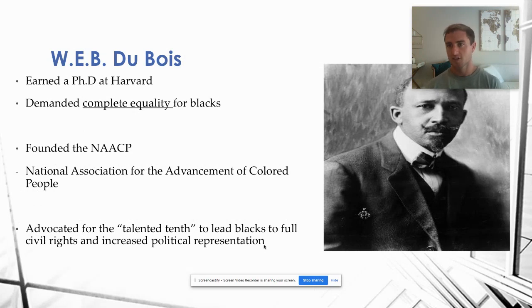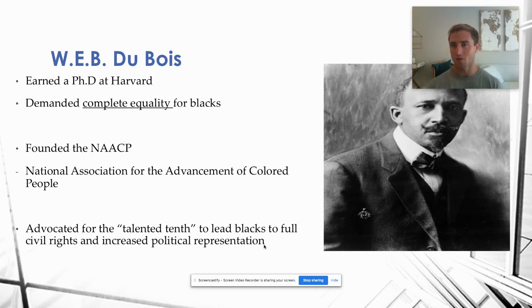And one person that called him an accommodationist was the other leader we need to know, which is W.E.B. Du Bois. W.E.B. Du Bois, total opposite sides of the spectrum. This guy grew up in the North. He went to Harvard. He got a PhD. He was the first African-American to graduate from Harvard. And as he would say, he was cocky about it. He would say the pleasure was all Harvard's.